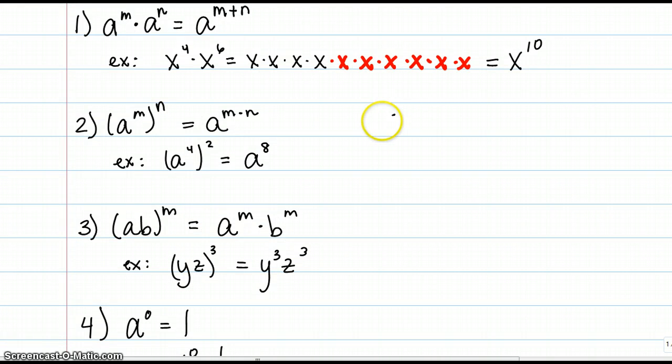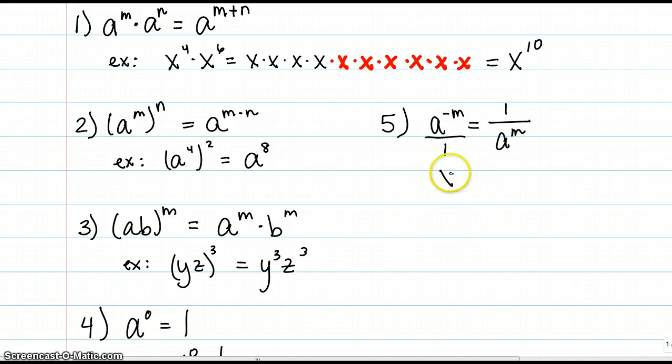Alright, I'm going to continue my rules over here. Rule number 5 is a to the negative m. So if you have something raised to a negative exponent, you can make this into a fraction, right? It would be a to the negative m over 1. Well, when you take the reciprocal of that, the exponent becomes positive. So, for example, if you had x to the negative 4, in order to make this exponent positive, which we do when we're simplifying exponents, it becomes x to the 4th power in the denominator of that fraction.